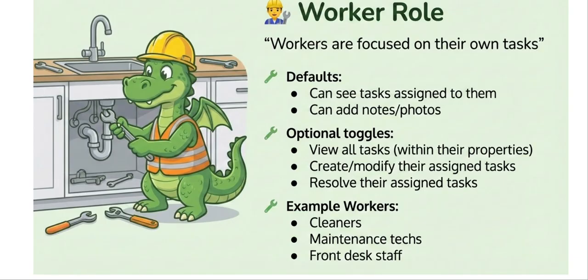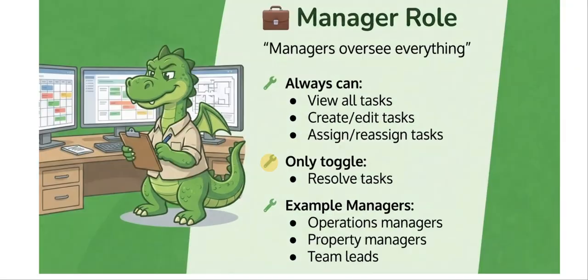Now, there might be some users that you still want to see whether the task was done, so you don't want them to resolve it. Maybe when they're done, they reassign it to you or something like that. So that's why these toggles exist. You have complete control over what they have the ability to do. So some examples we see as being workers or cleaners, maintenance techs, front desk staff.